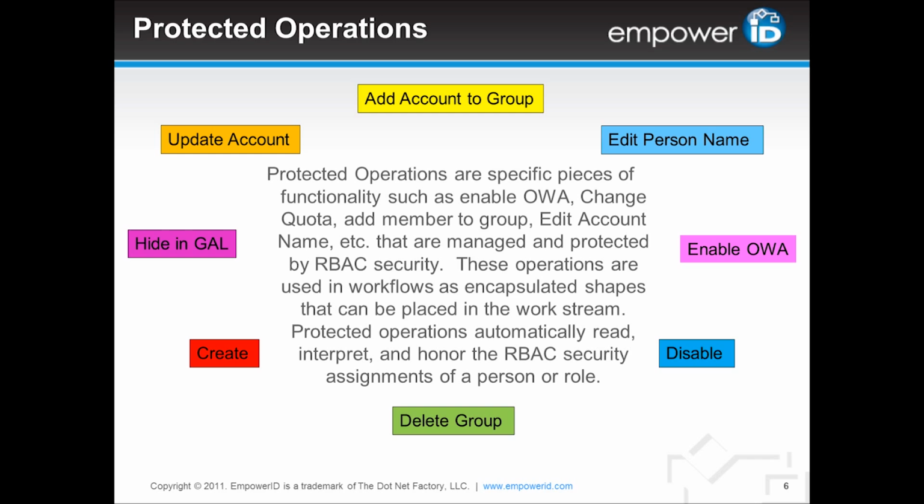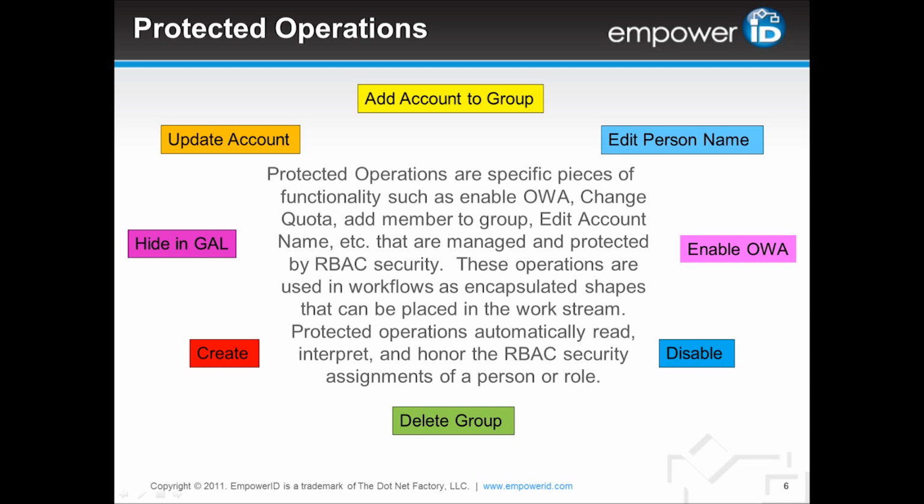Protected operations are simply specific pieces of functionality, such as add account to group, enable OA, change quota, edit account name, those types of things. And they're managed and protected by RBAC security. These operations are used in workflows as encapsulated shapes that can be placed in the workstream. Protected operations automatically read, interpret, and honor the RBAC security assignments of a particular person or role.